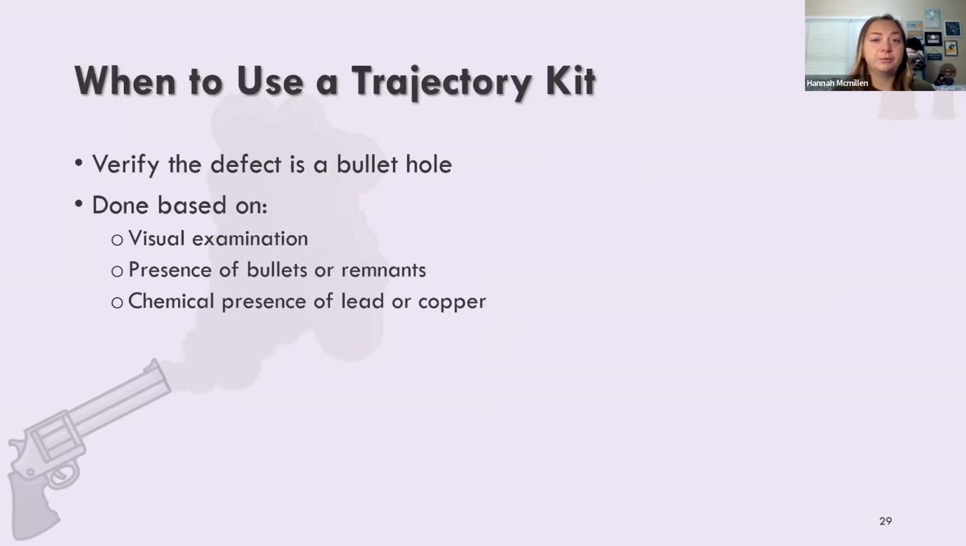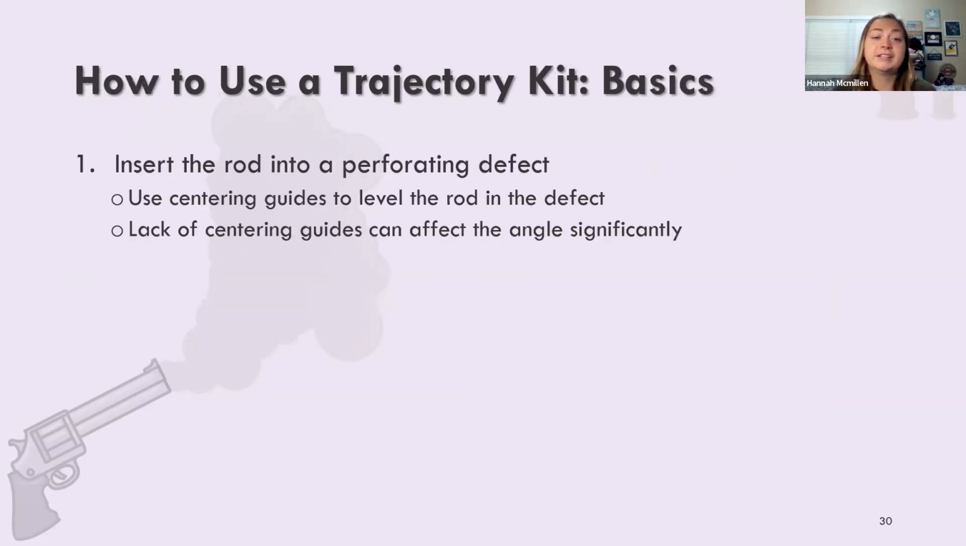So first, we have to verify that the defect that we're seeing is in fact a bullet hole. So this is done based off of visual examination, presence of bullets, cartridge cases, remnants, and then the chemical presence of lead or copper. So it is very easy to use a trajectory kit. So basically you're going to take one of those rods into a perforating defect, right?